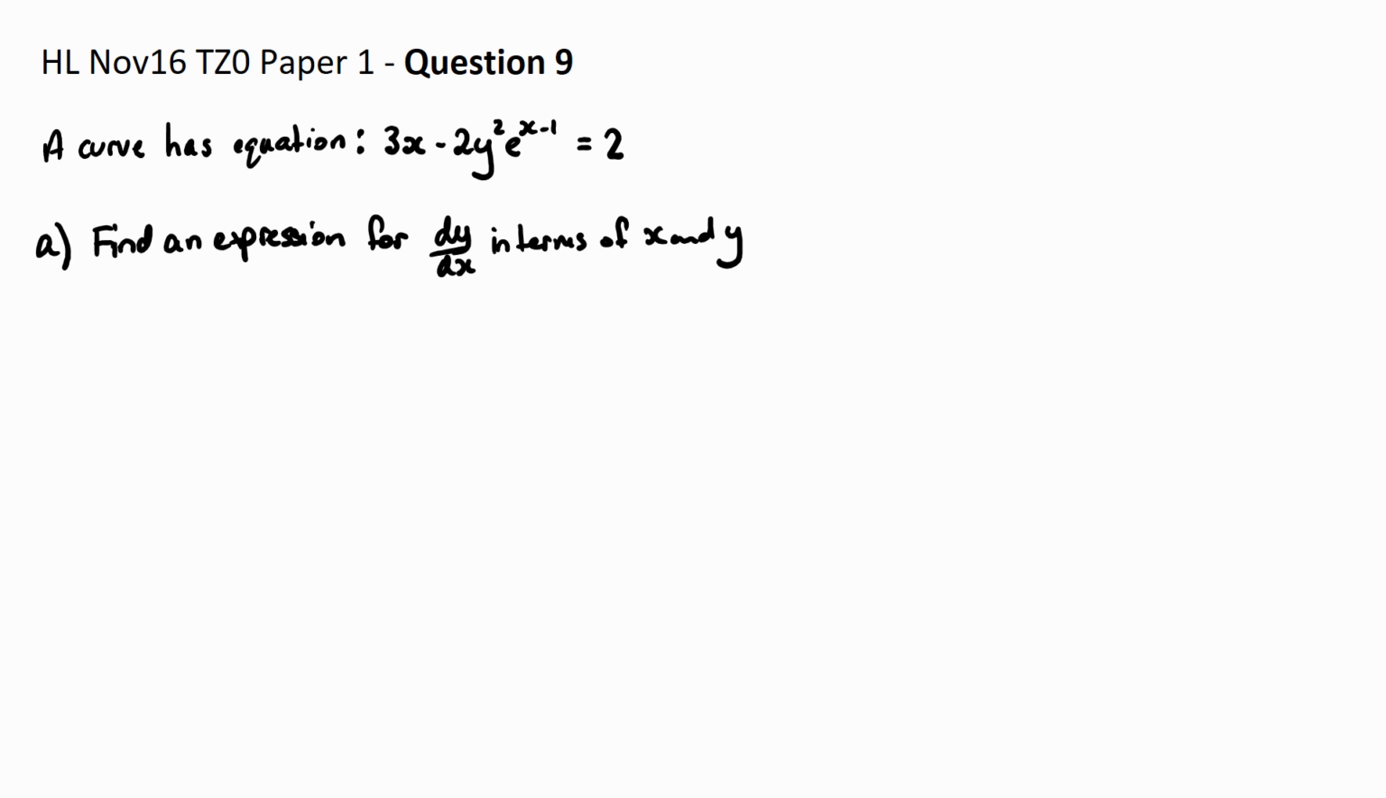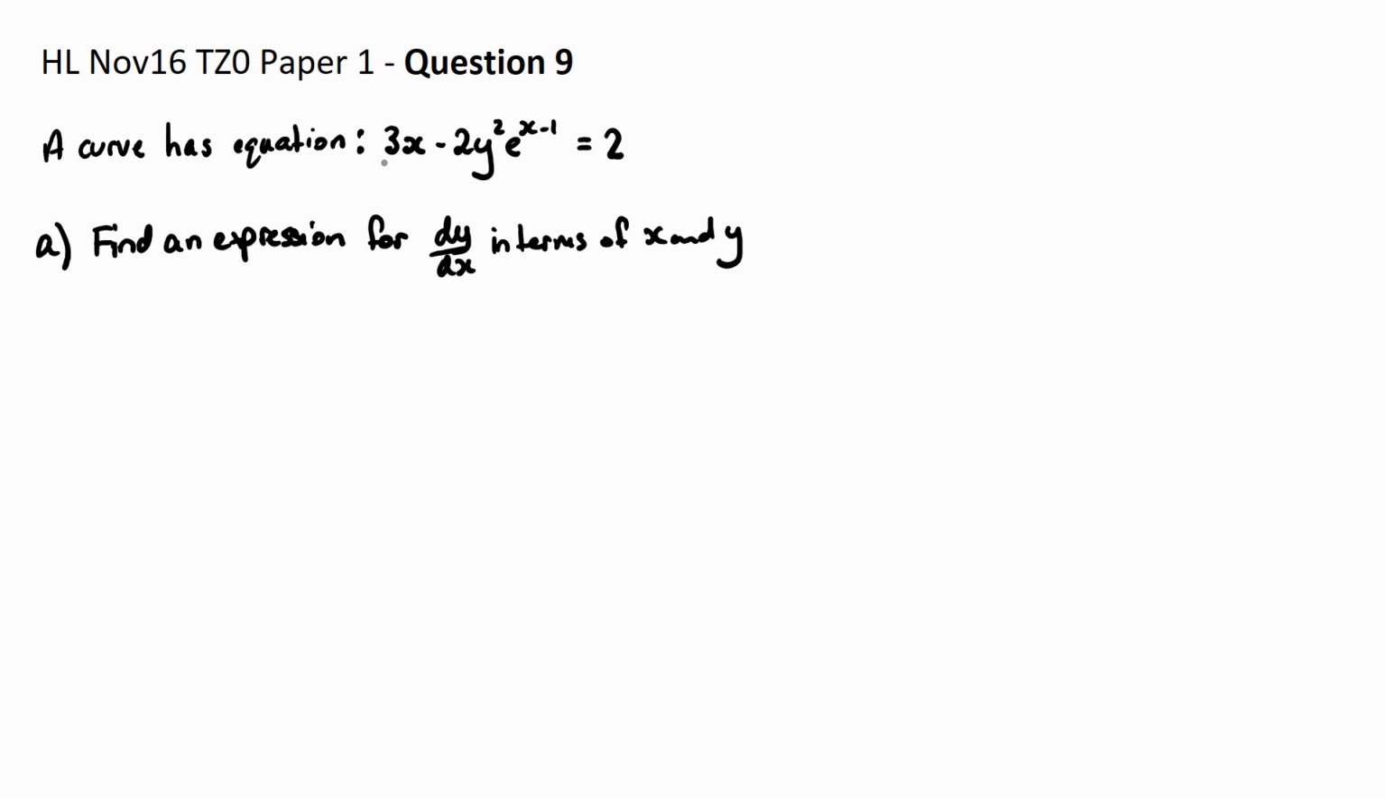Question 9. A curve has an equation of 3x minus 2y squared times e to the x minus 1 equals 2. Now in part A, find an expression for dy dx in terms of x and y. Now there's a few ways we can leave our answer here, so I'm going to be very consistent with the mark scheme here. They did jump a few massive steps, so I'm going to talk that through.